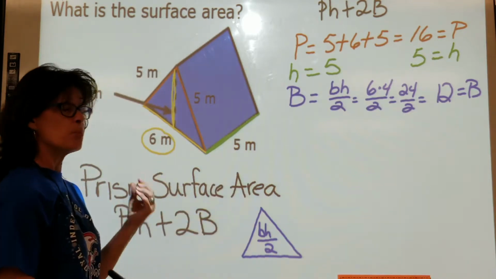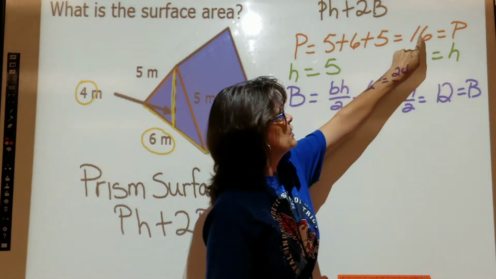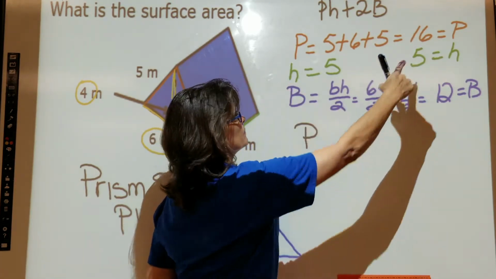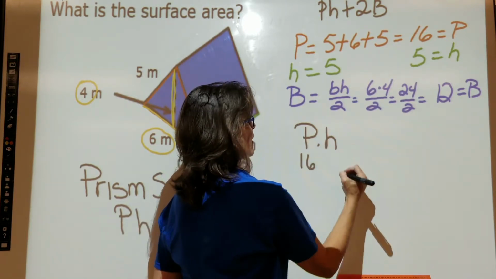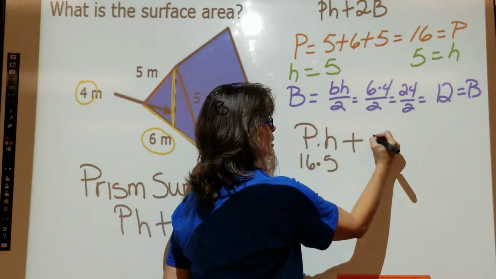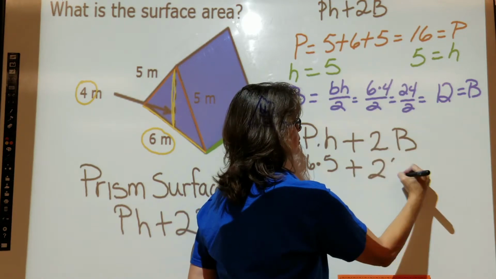And now it's just your basic plug and chug. I'm simply going to put these numbers where the letters used to be. So here is P. P is 16, and that will be multiplied by the height. The height is 5. And to that, I will add 2 base areas. I will add 2 12s.